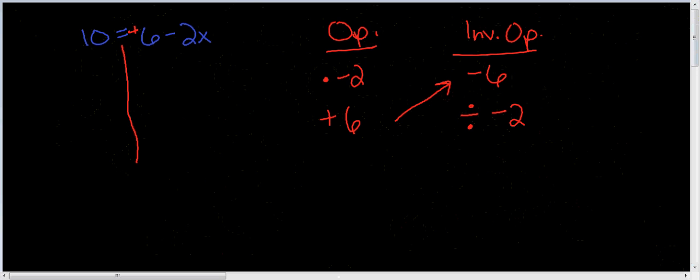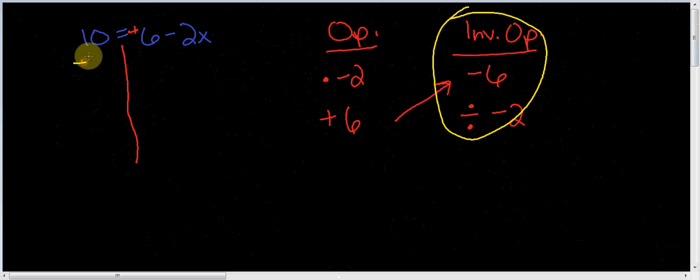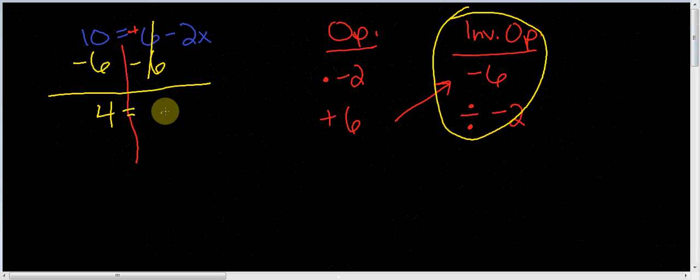Now I actually want to solve my equation. So remember this inverse operation column, that is the column that tells me what to do. The first thing I'm supposed to do on the left and right is subtract 6. So I do that here. 10 minus 6 is 4. Equal sign drops down. These 6's cancel out, which is great. And I have minus 2x.